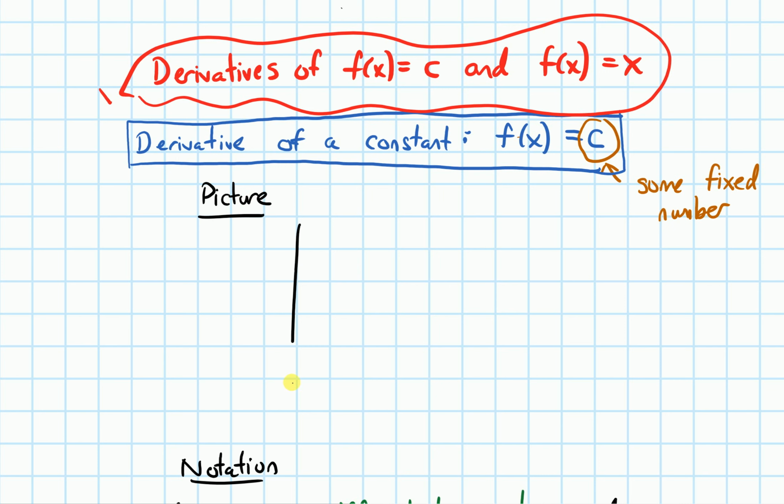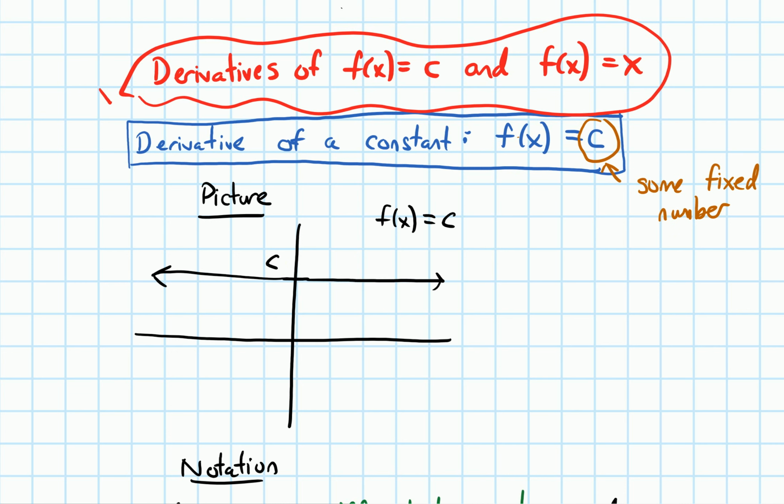So if I draw a picture of a constant function, so let's draw our axes. So constant function, f of x equals c, that looks like a line. It's a horizontal line that goes through c on the y-axis. And if I want to know what the derivative is at some point x, so if I look at that point on the graph, well, the derivative tells me the slope at that point. But I can tell what the slope is just by looking at this. The slope of the tangent line at my point is 0.